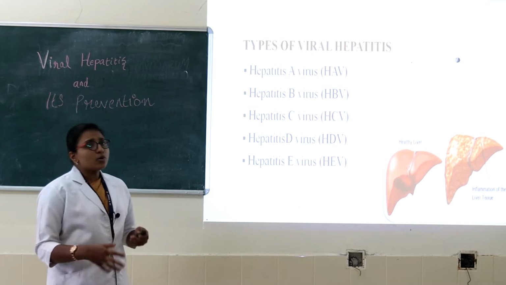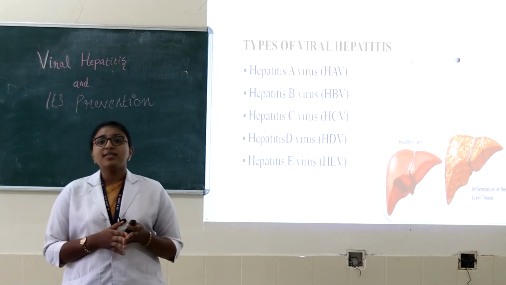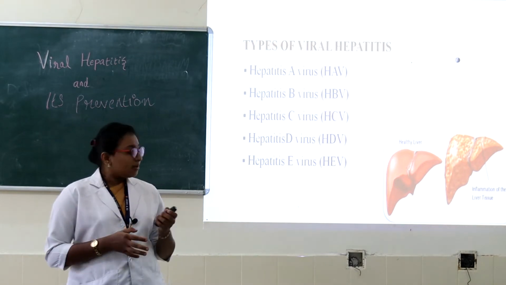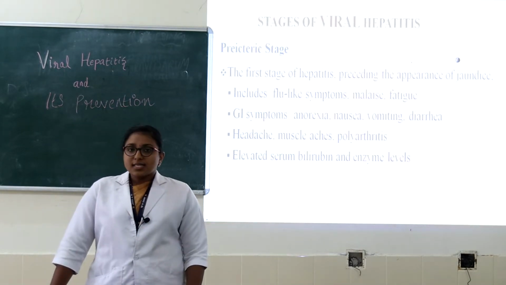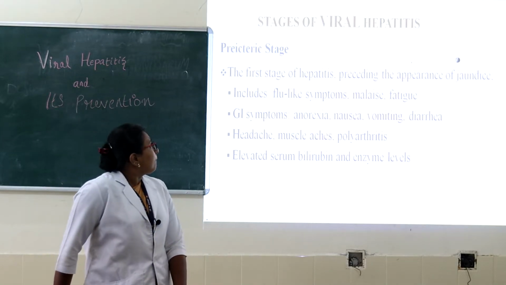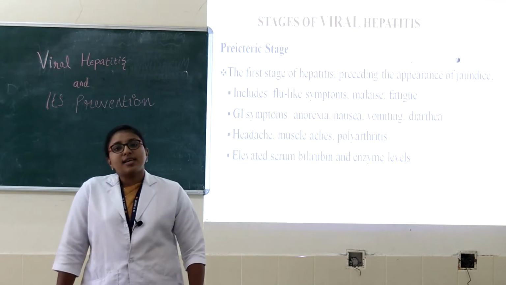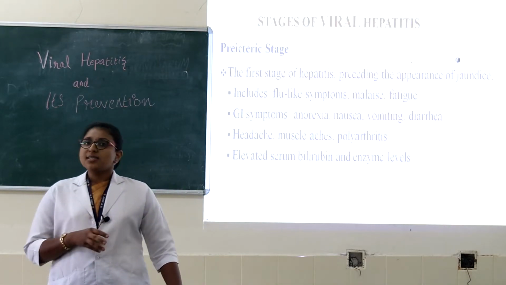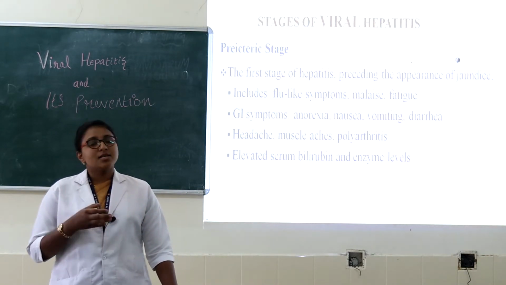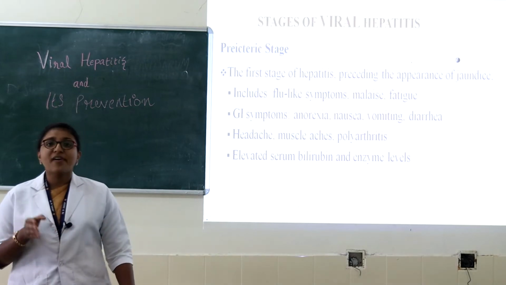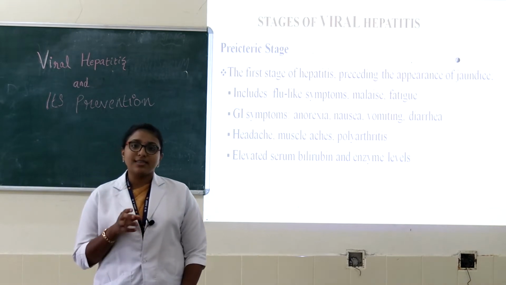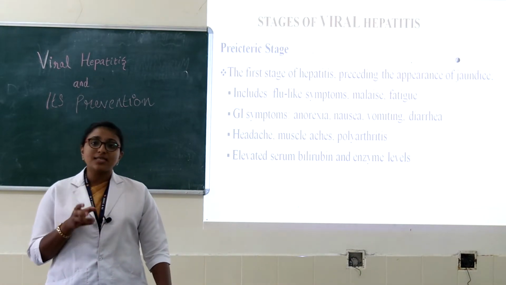Okay. Before going through each in detail, we can see the common features, that is, the stages of viral hepatitis. The stages of viral hepatitis are divided into 3 stages: pre-icterus stage, icterus stage and post-icterus stage. Icterus, you know, is jaundice, yellowish discoloration. So the pre-icterus stage is the first stage of viral hepatitis, preceding the appearance of jaundice, that is, before the symptoms associated with jaundice.